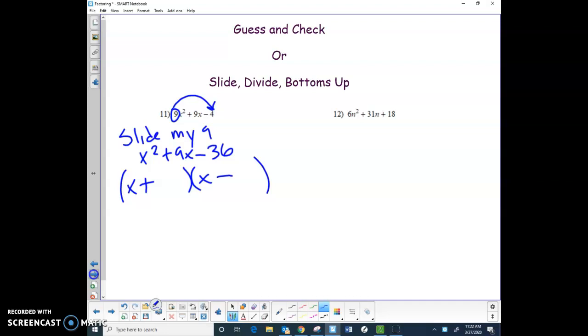So now I'm just looking at factors of 36. So I've got 1 and 36, 2 and 18, 3 and 12, 4 and 9. And those need to add or subtract to get me to 9. Well, I'm looking, that one's obviously not it, that one's not it. So I'm looking at 3 and 12. My 9 is positive, so my bigger value is going to go there. My smaller value is going to go there. But now if I pop this into my boxes, it's not going to give me that equation that I started with. So that's where this divide comes from.